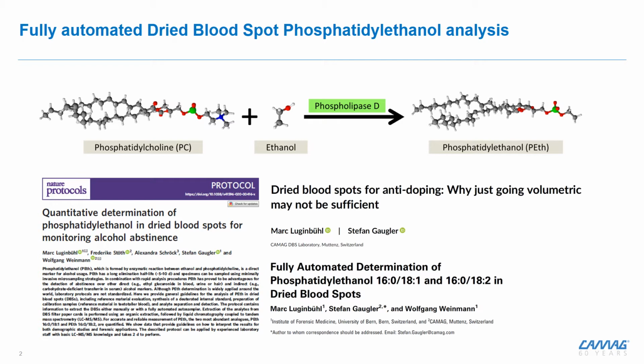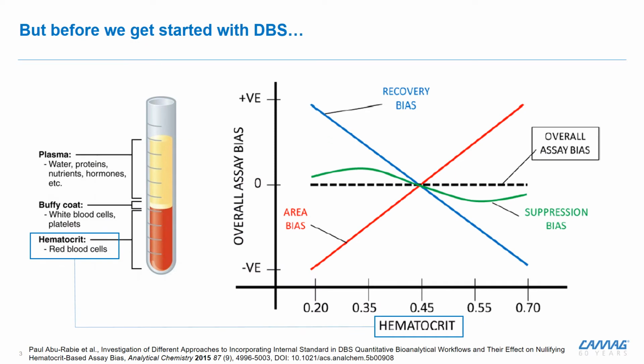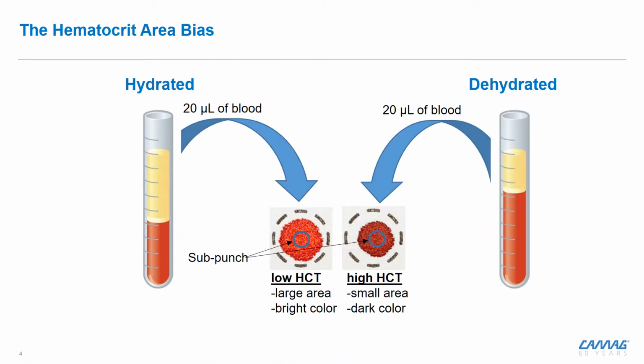In this context, today I would like to talk about the hematocrit dependent effects we have when doing dry blood spot analysis. So basically, we're looking at the area bias and the recovery bias from dry blood spots. When we compare two different samples, one with a very low hematocrit and one with a high hematocrit, we see if we take the same volume, the low hematocrit generates a large dry blood spot with a bright color, and the high hematocrit a darker blood spot with a smaller area.